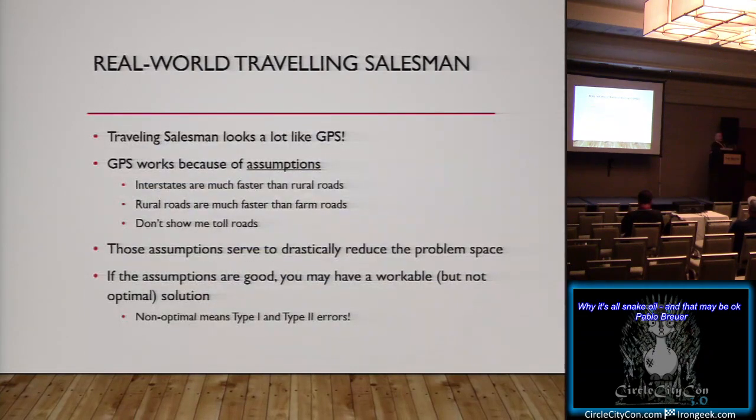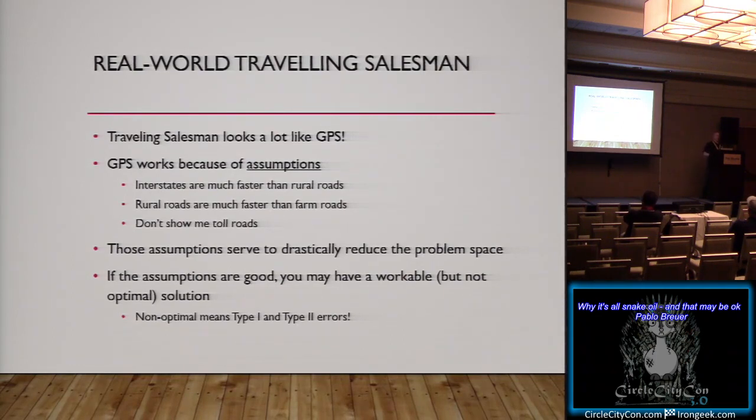Well, GPS works because it makes a lot of assumptions, right? And sometimes the assumptions make sense. It's going to make assumptions like, hey, look, interstates are going to be faster than farm roads. And so it's going to toss out all of the farm roads. And then it's going to look and it's going to go, hey, rural routes are much faster than farm roads. And it's going to toss out the farm roads. And then you're going to tell it things like, hey, don't show me any toll roads. And so now you're going to drastically reduce the number of combinations.